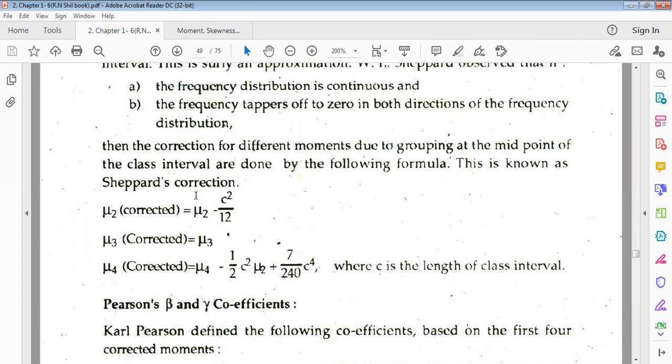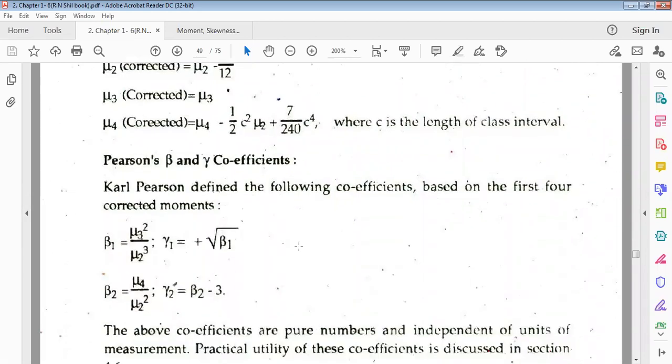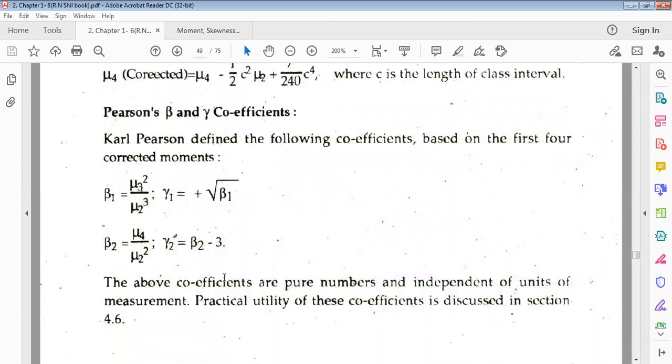Actually, there are first four moments for Sheppard's correction. Mu1 corrected equals 0, you must know. First corrected moment equals 0, and corrected mu2 will be mu2 minus c square divided by 12. Here c is the class interval, and mu3 corrected equals mu3. That means there is no change. And corrected mu4 equals mu4 minus half c square mu2, the second corrected moment, plus 7 by 240 c to the power 4. Actually, c here is the length of the class interval. Remember it. So to find out the different kurtosis, you have to use Karl Pearson's beta and gamma coefficients. You must know.